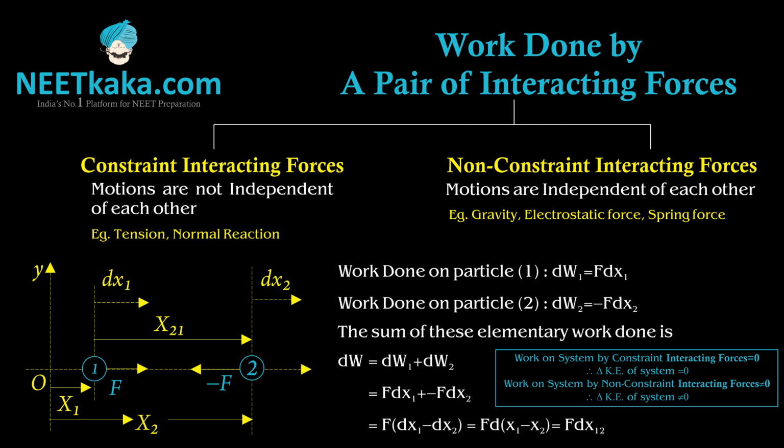And whenever there is a net work done on the system, the kinetic energy of the system changes. So work done by constraint interacting forces does not change the kinetic energy of the system, but work done by non-constraint interacting forces changes the kinetic energy of the system.